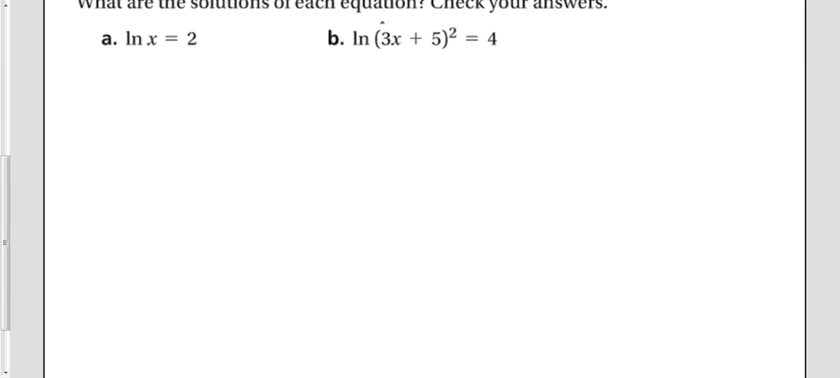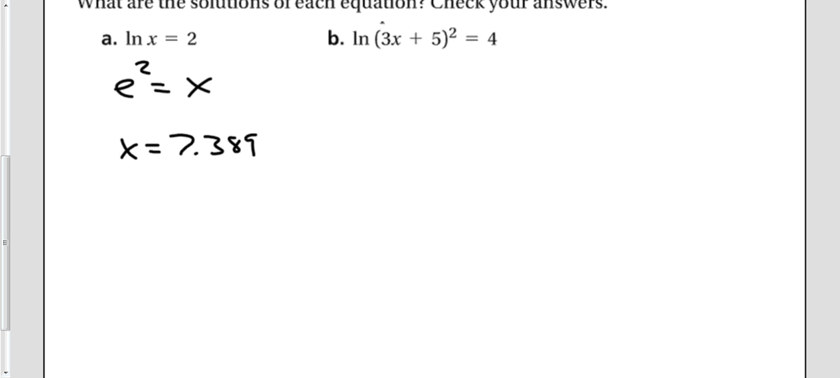All right. Ln x equals 2. So basically, we're going to raise both sides to e. So now we have e squared equals x. This is a nice easy one because e squared is just a number. Even though it looks like a letter, it's still a number. So x is going to be equal to 7.389.